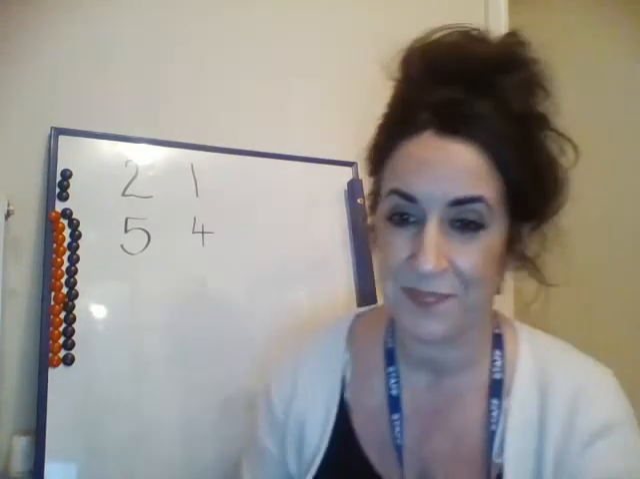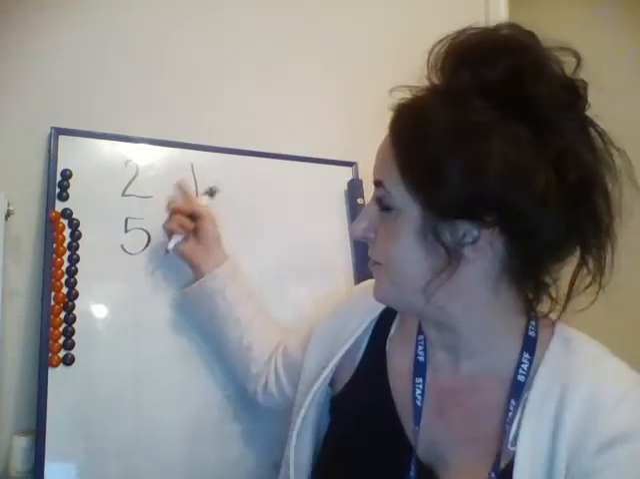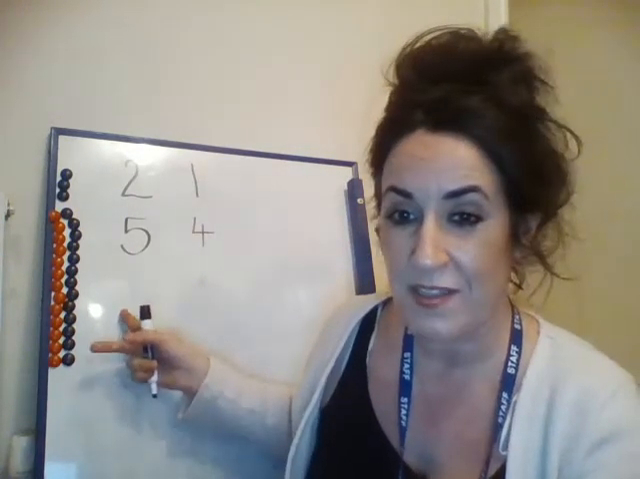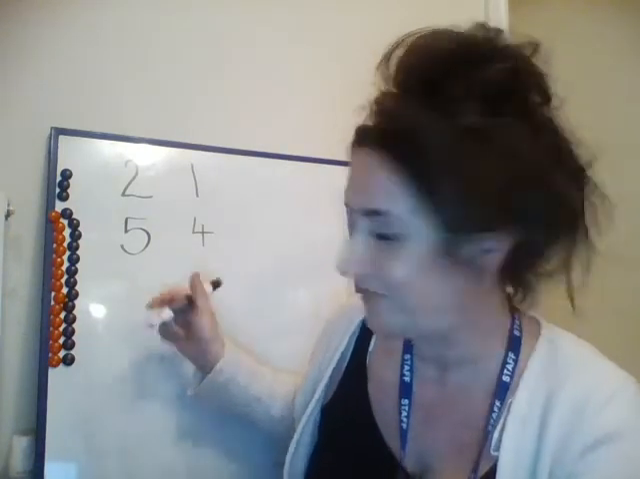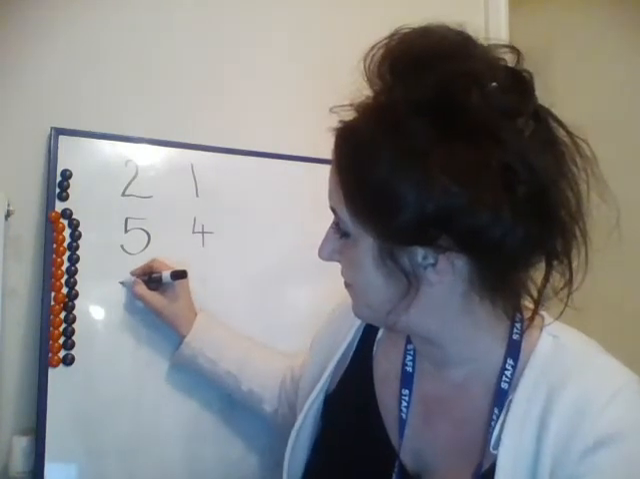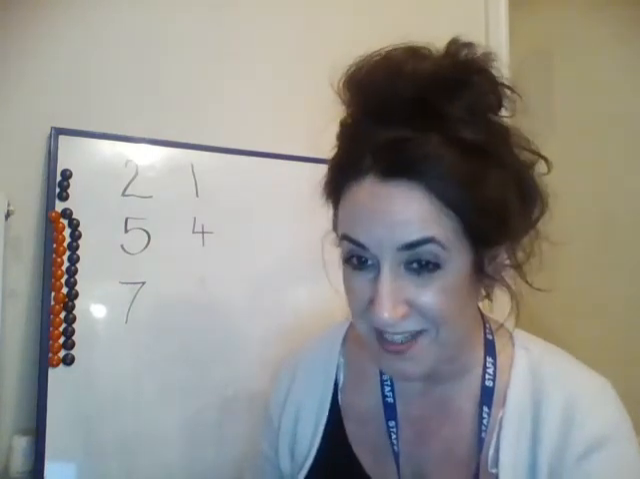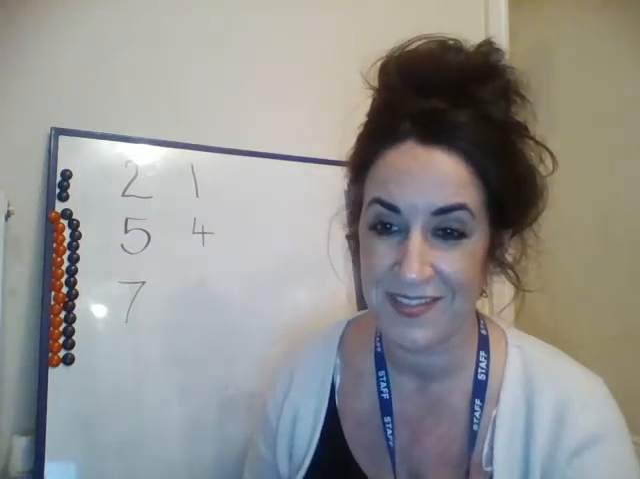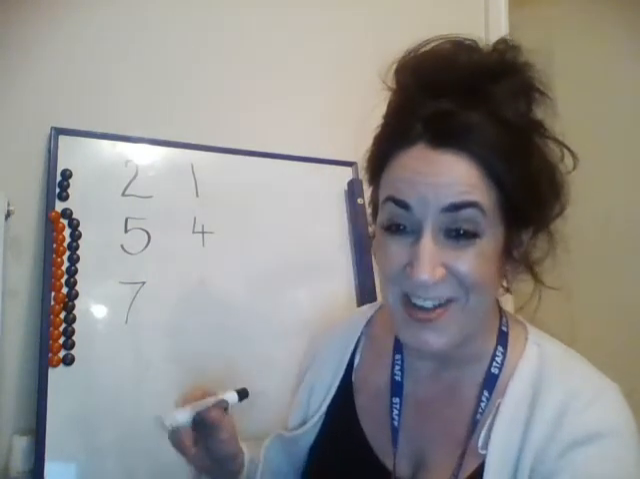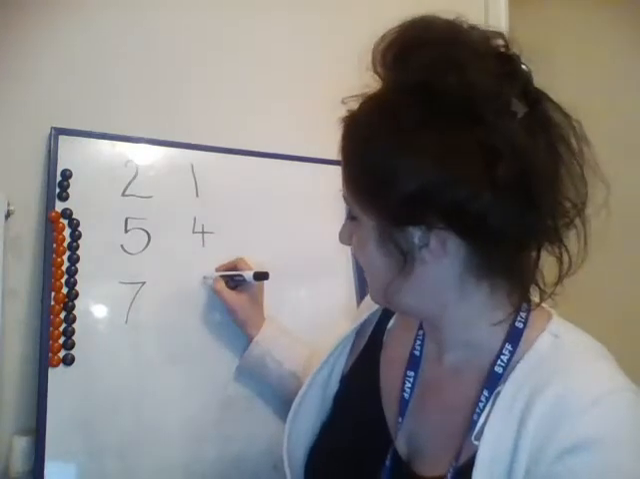4. Brilliant work. And again, under the number 5, I want you to write the number 7 again from yesterday. Superb work. Okay, and next to the number 7, write 1 less than 7. Brilliant, it is. It's the number 6.